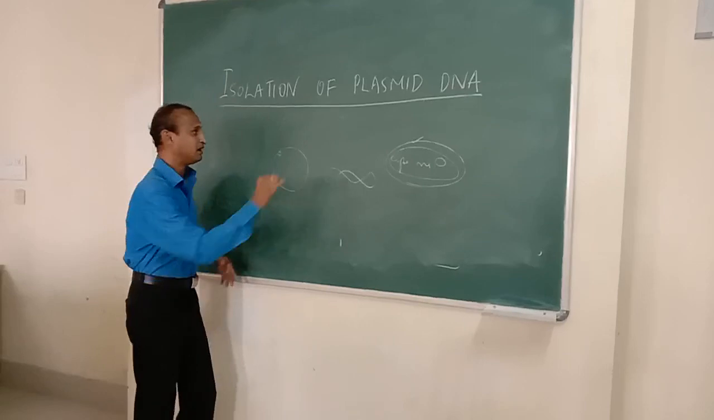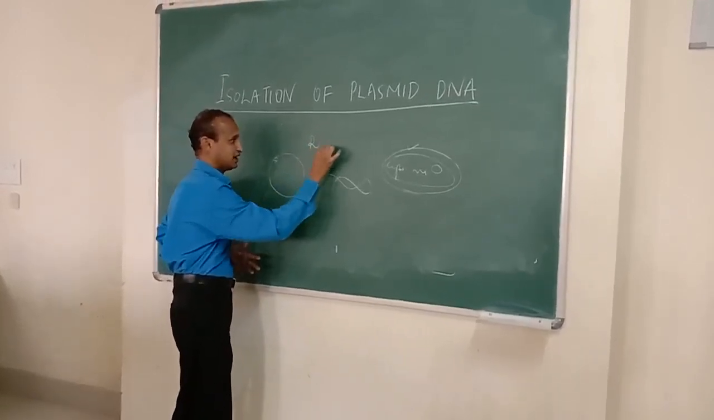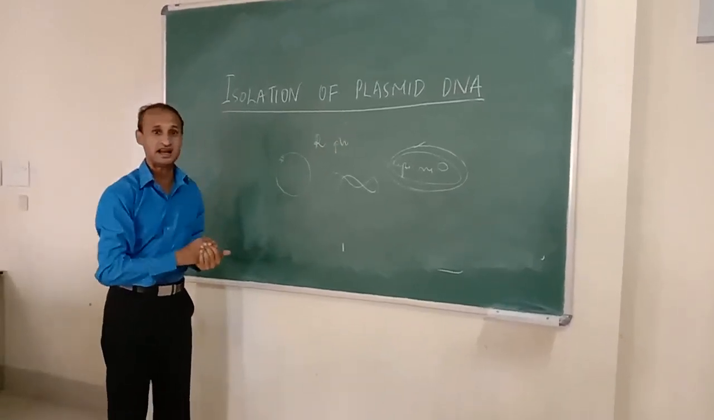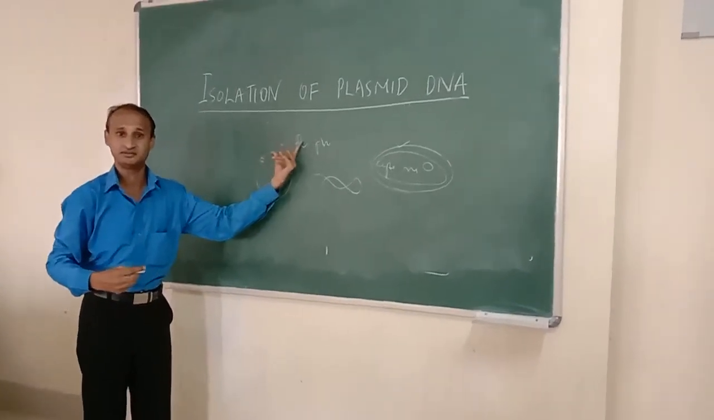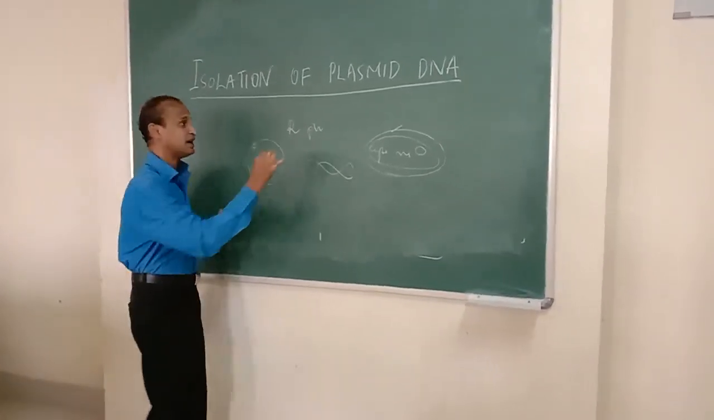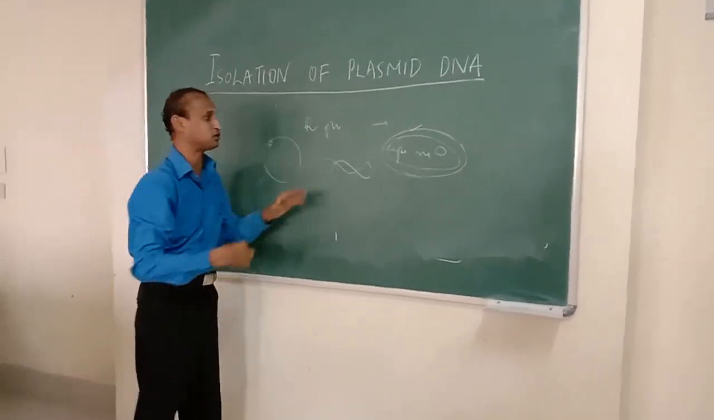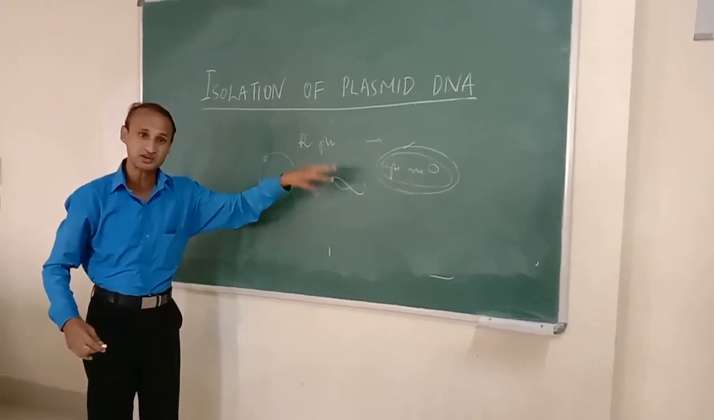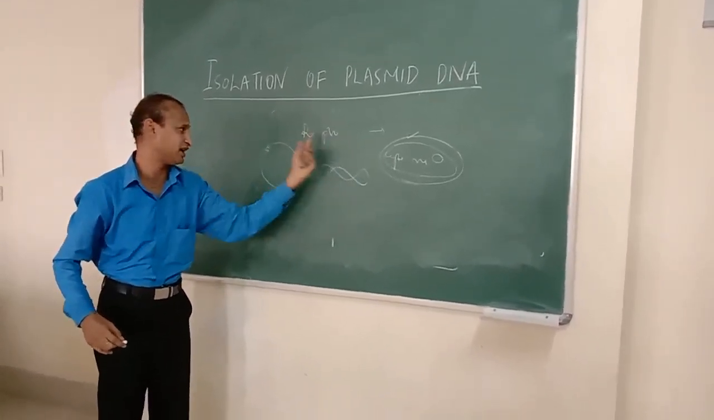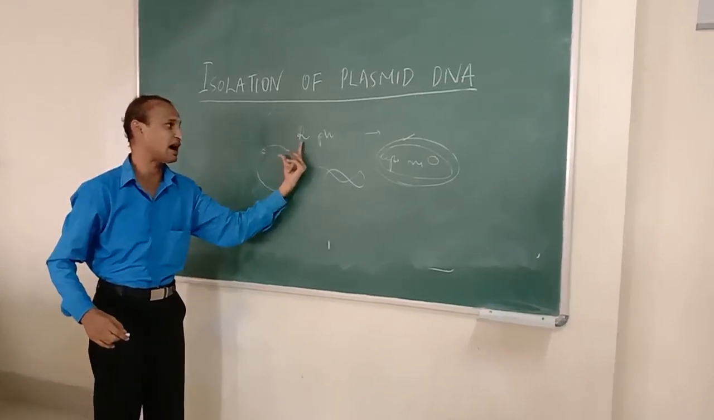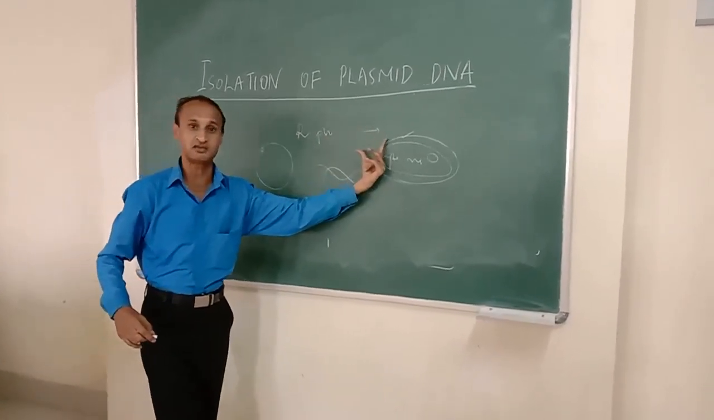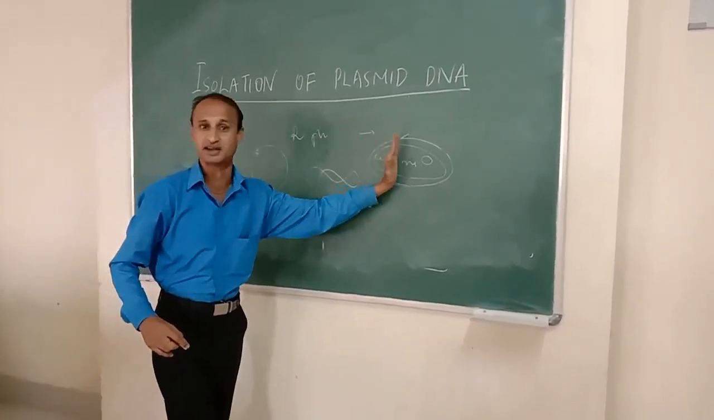For example, the R plasmid. You might have studied it in your theory. What is the R plasmid? It is the resistance plasmid, which gives resistance towards a particular antibiotic to that microorganism. That's why I said it gives a particular characteristic feature to that organism. So those organisms which possess the R plasmid have the characteristic feature of resistance to a particular antibiotic.